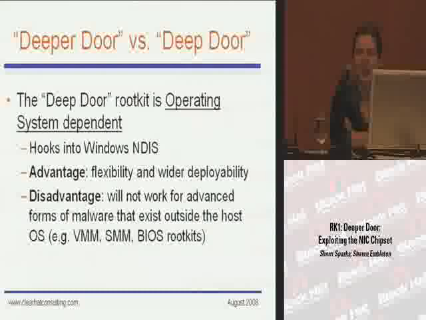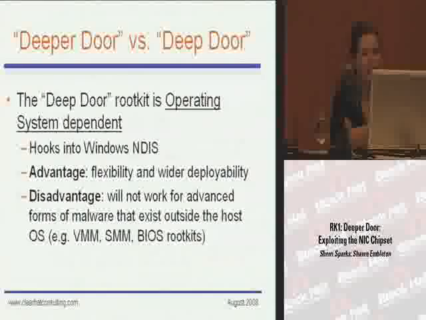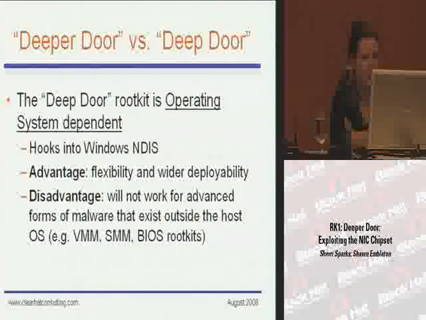So our rootkit is called Deeper Door, yes, it is a play off of Joanna's Deep Door rootkit. So we just want to spend a couple of slides comparing and contrasting her approach with ours. And as you'll see, there's both pros and cons to both approaches. Joanna's Deep Door rootkit is operating system dependent. We say that because it hooks into the NDIS layer. This gives it an advantage, though. It is more flexible than our approach and also more widely deployable. Because it does hook into NDIS, it will run on any Windows system.